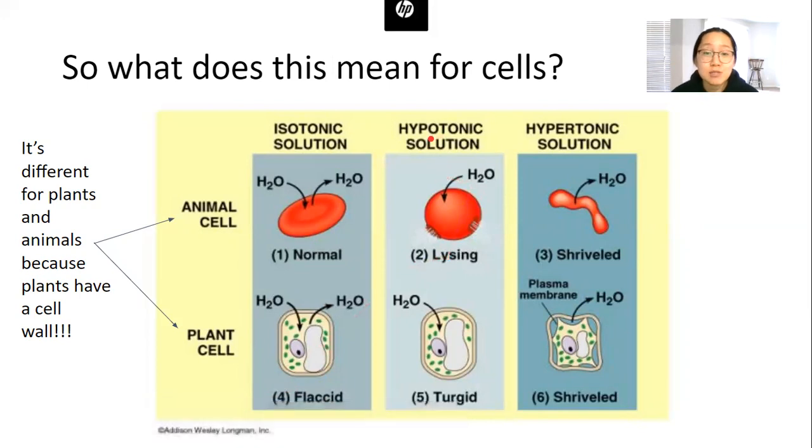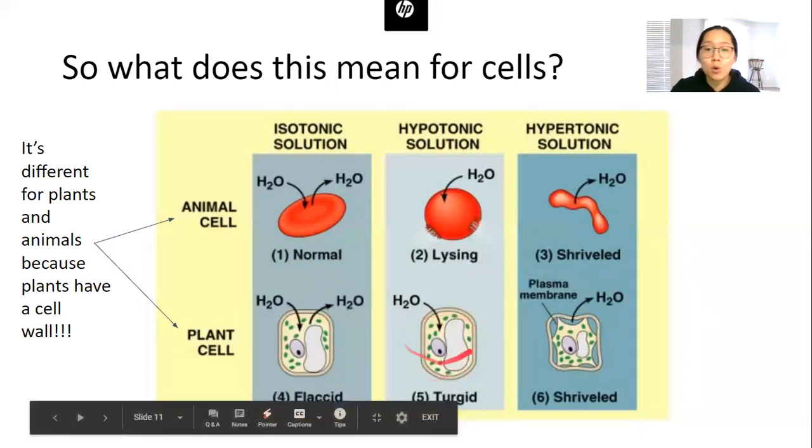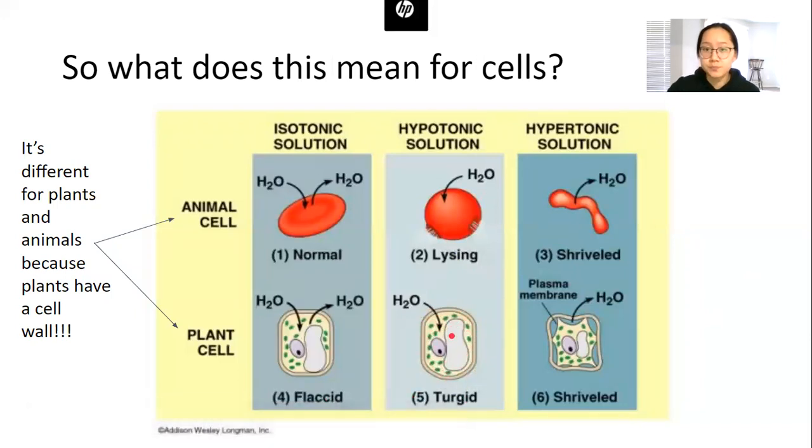When you put the animal cell into a hypotonic solution, the water is going to go in and swell and swell and swell until it bursts, because the outside is less salty, right? So the cell is salty, so the water is going to go in. But when the water goes into a plant cell, there's that cell wall to protect it from bursting, so it'll just become turgid, or very, very firm and full.